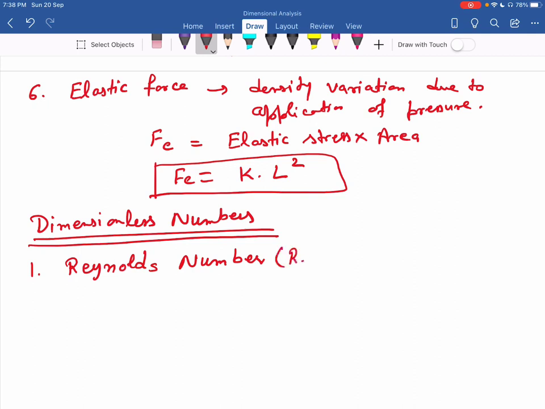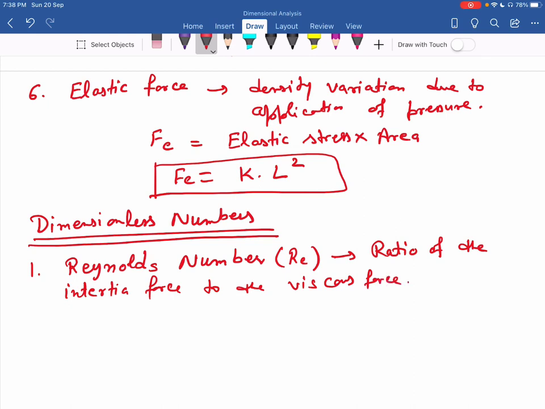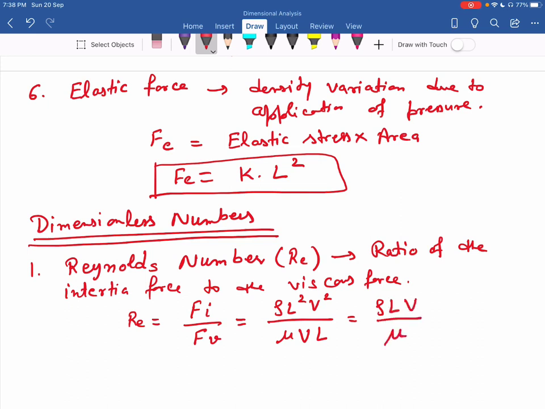It is represented as Re, and it is defined as the ratio of the inertia force to the viscous force. So Re you can write as FI divided by FV. So you have the formula for Fi as rho L square V square, and FV as mu VL for a square element. So I can write it as rho LV upon mu, or LV upon kinematic viscosity nu.